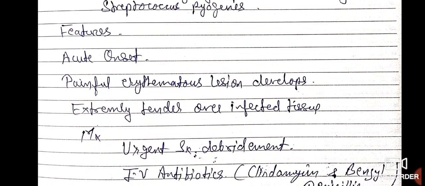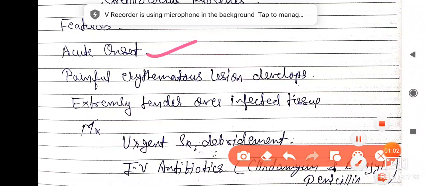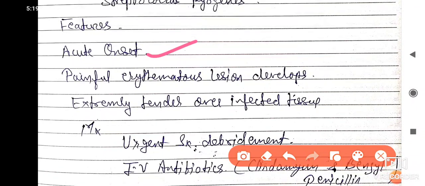Okay. Now, the features mainly include acute onset, with painful erythematous lesions developing. It is extremely tender over the infected tissue.